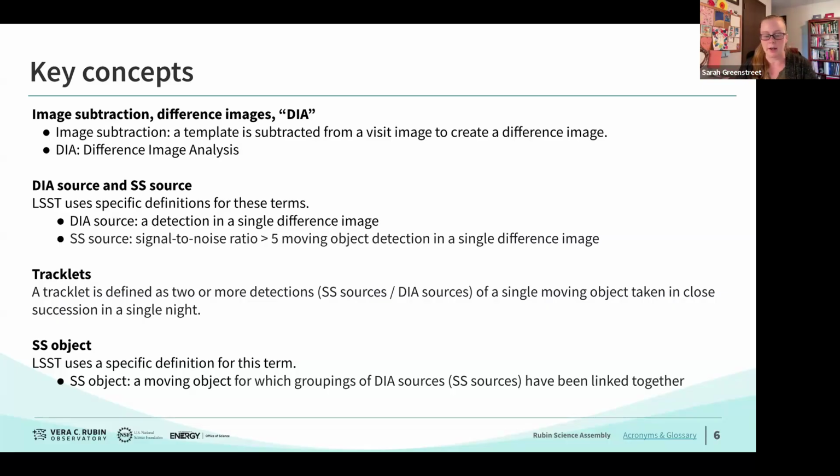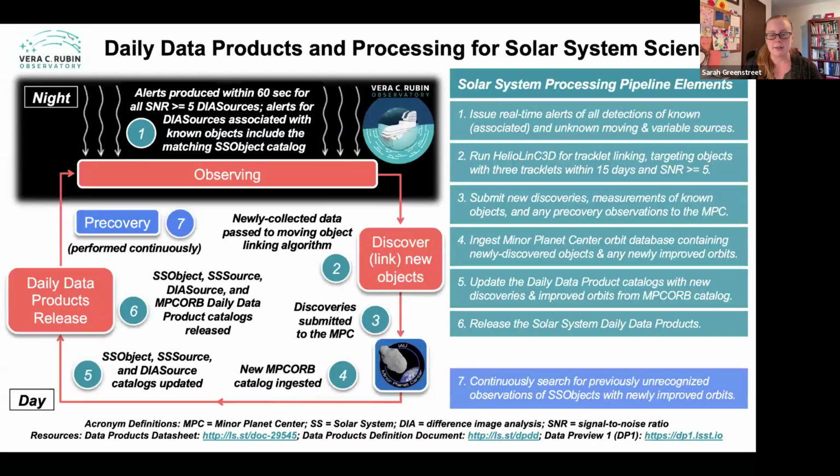SS objects, these are another thing that have a specific definition for LSST. So an SS object is a moving object for which groupings of DIA sources or SS sources have been linked together. So keeping these key concepts in mind, I just want to briefly walk you through the processing for solar system and how the daily data products for solar system are made.